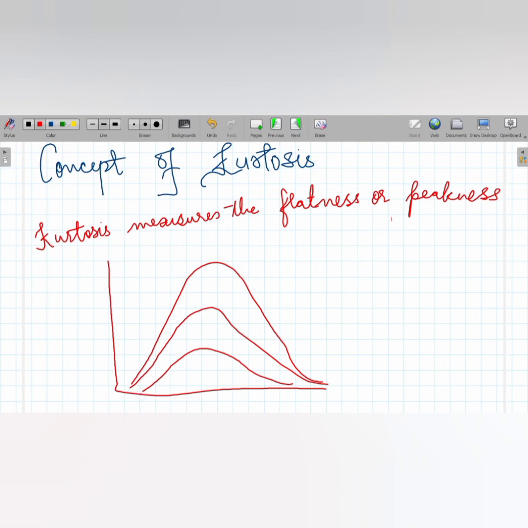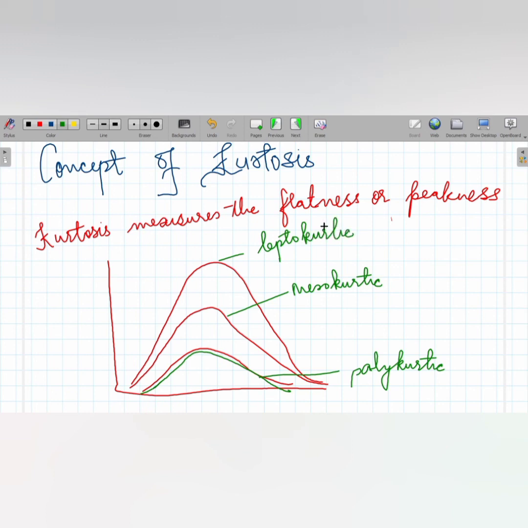See this figure. This is the graph. The less elevated figure is known as platykurtic. The middle one is known as mesokurtic. Clear? And the highest peaked is known as leptokurtic. Clear?